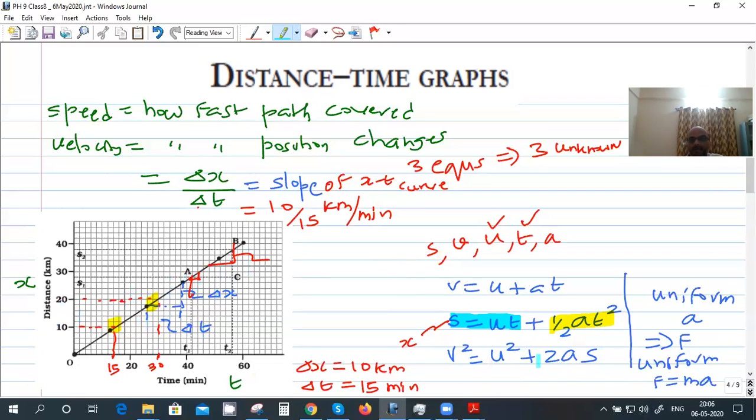Okay. Similarly, if you put acceleration 0 here, v equal to u. That's what we see, right? Velocity is not changing. And similarly, in the first equation, you put acceleration equal to zero, you get the same thing, v equal to u. Okay. So everything is consistent with each other.